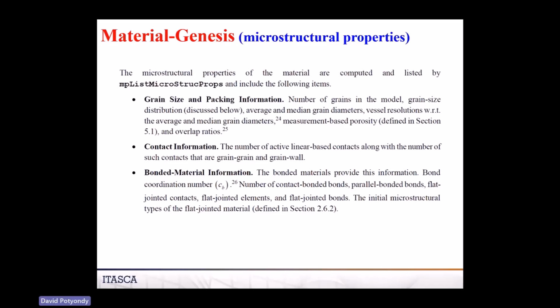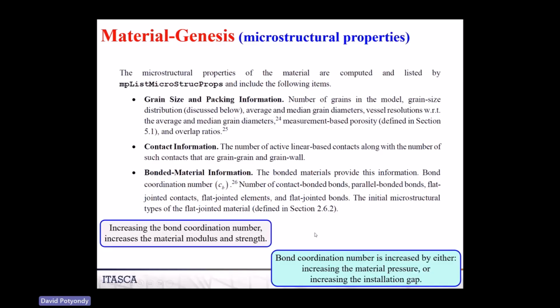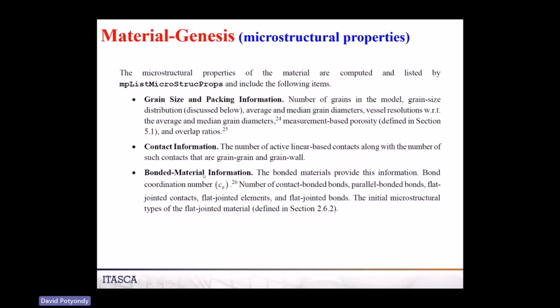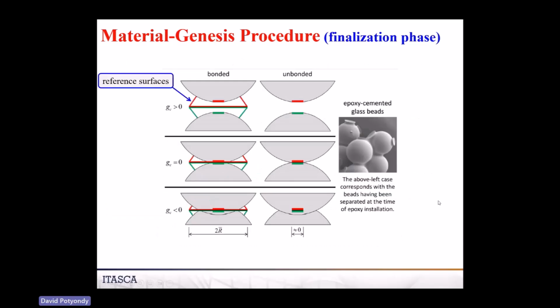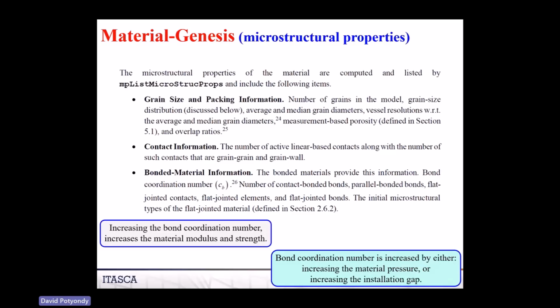Here's all this microstructural information, this mp list microstruct props. It's going to talk about all these different things. This is what we went through quickly. Here, for example, the bonded materials provide the bond coordination number. That's the number of bonds on average around a particle. Okay. If we use a non-zero installation gap, notice this guy only has 3, this guy has 5. So the bond coordination number goes up. That's telling us something about the microstructure. That's kind of fundamental.